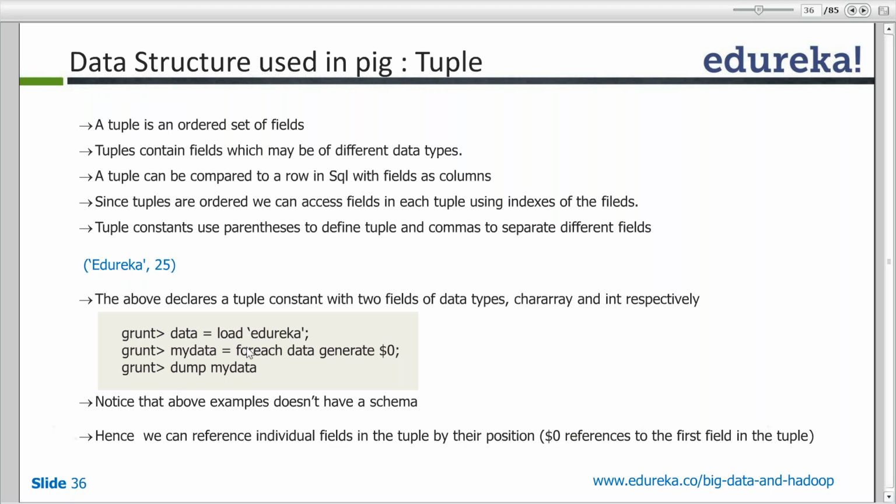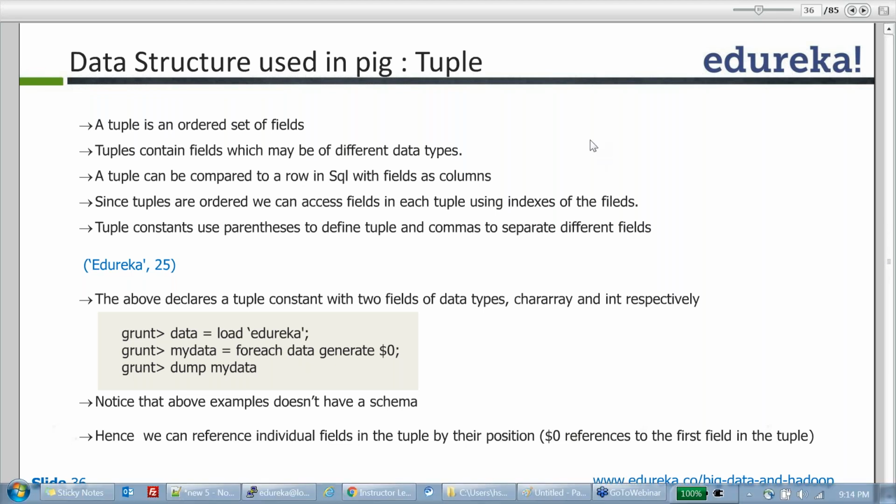So if you look at this particular Pig syntax, I'm loading this file, and for each data I'm generating $0. Okay, what do you think this statement will print? Yes, Rahul says first column, she says Edureka. Yes, just the first column. Yes, Manish, it would be just the first column. All right, so it will print Edureka. Notice this example doesn't have a schema, hence we can reference individual fields in the tuple by their positions.